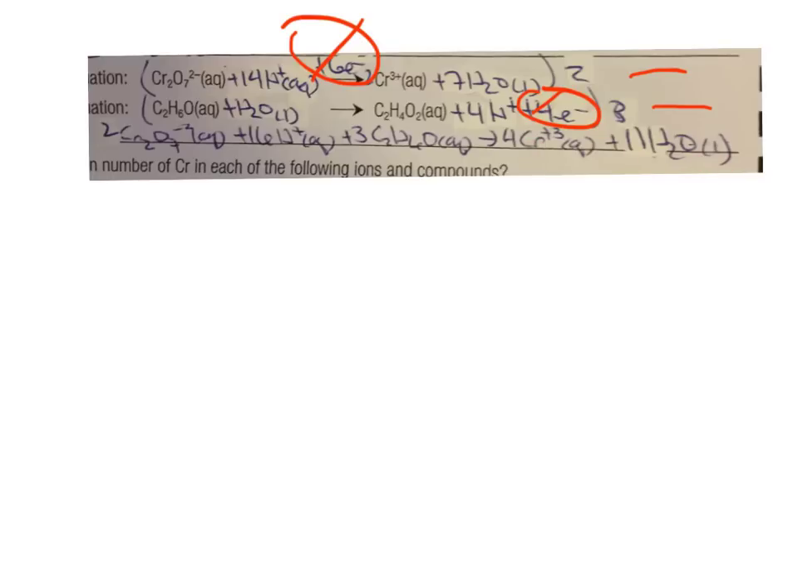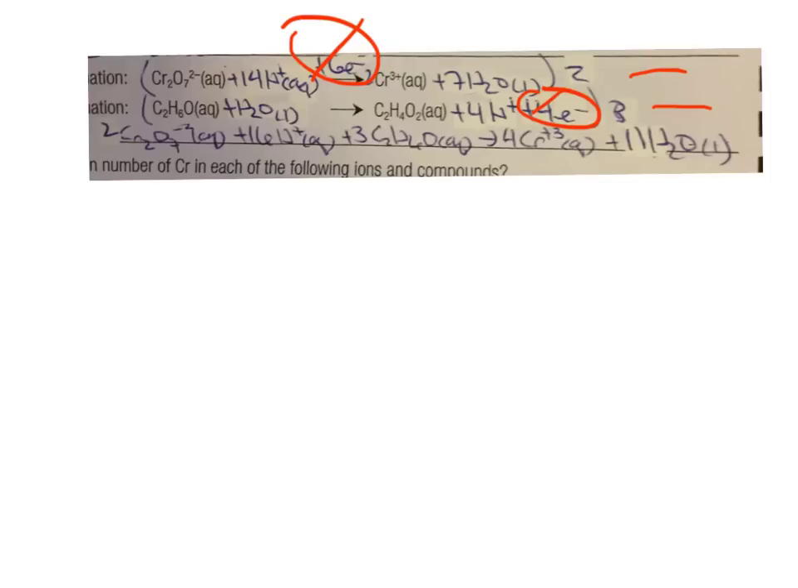I'll read it out to you if you can't read my messy writing. We've got 2 dichromate ions in the aqueous state plus 16 hydrogen ions also in the aqueous state plus 3 C2H6O, whatever that is. That's kind of weird. I prefer a structural formula there, or a semi-structural formula, but anyway. And that's producing 4 chromium 3 plus ions in the aqueous state plus 11 water molecules in the liquid state. Okay, so that's it. It's balanced. You can check it again if you like.